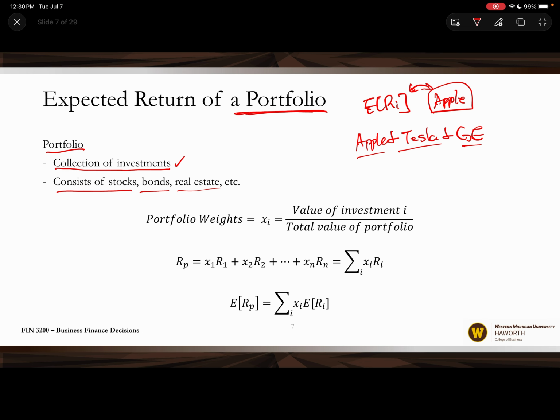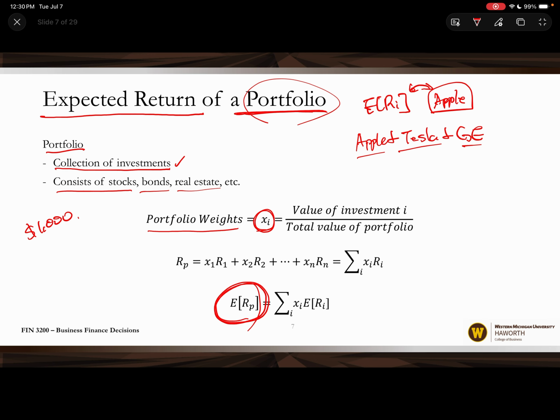So here we're trying to calculate the expected return of a portfolio. To do that, we have to first get the portfolio weights. It's just another formula for how we express things, but it's real easy. So let's say you have $1,000 and you decide to put $800 in Apple and 200 in Tesla.